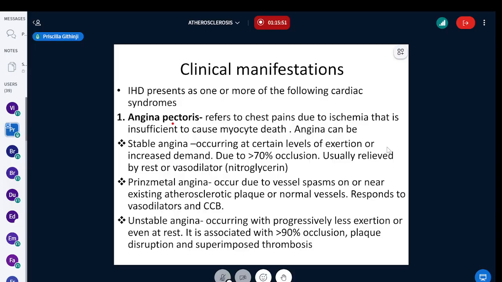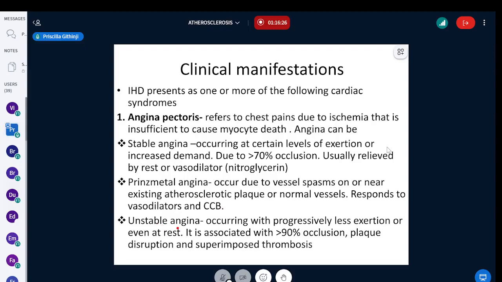The other type of angina pectoris is what we call Prinzmetal angina, and this occurs due to vessel spasms on or near existing atheromatous plaques. So you have spasms, or it can also occur in normal vessels, and this usually responds to vasodilators and calcium channel blockers. So Prinzmetal angina can also occur in normal vessels, so it's not necessarily related to atheromatous plaques.